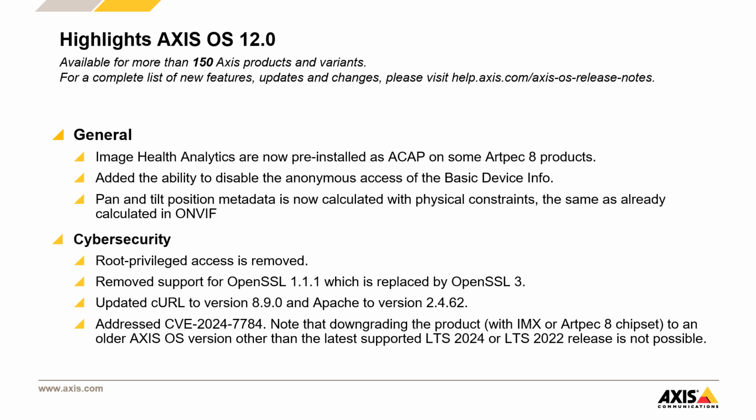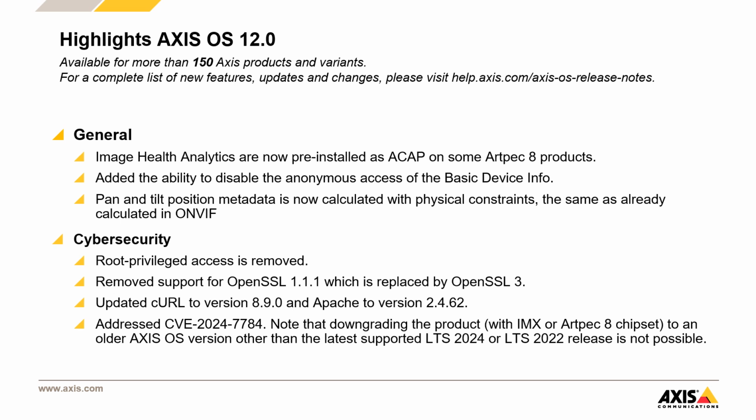Additionally, some devices have been moved to the LTS 2024 track and will no longer receive feature updates. Axis OS 12.0 will be available on over 150 devices, compared to the 220 devices supported by version 11.11. However, we expect this number to only grow, potentially surpassing the record set by Axis OS 11.